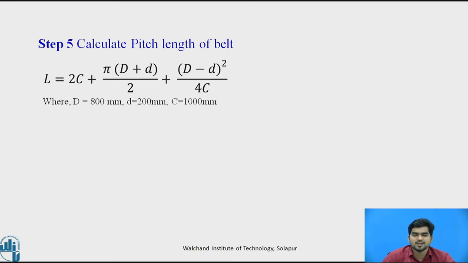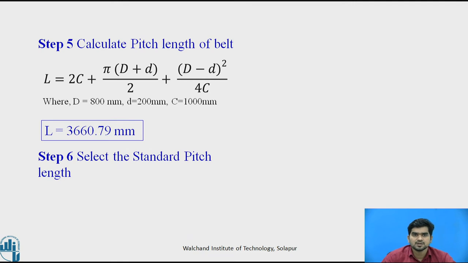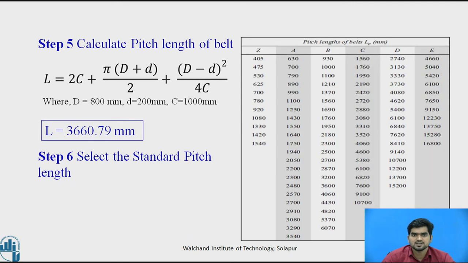The pitch length is calculated by using this equation. As we know capital D, small d and C, put those values and you will get the length of the belt. So we have to check the standard pitch length from this table. For the B section belt, you can select the pitch length of the belt as 3600 mm.